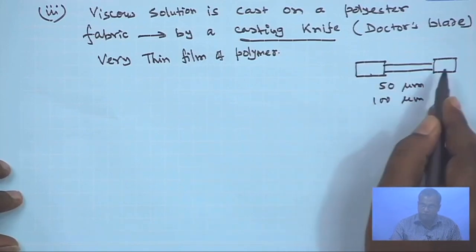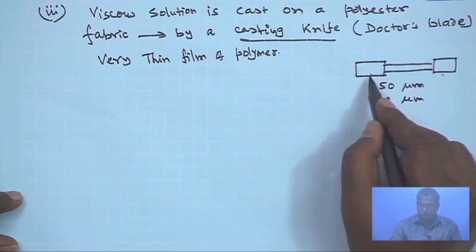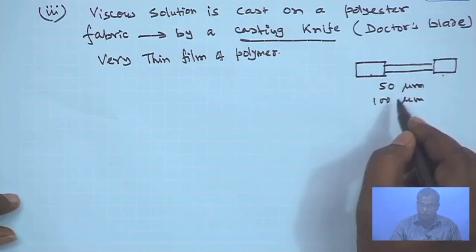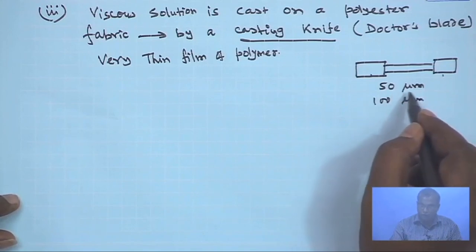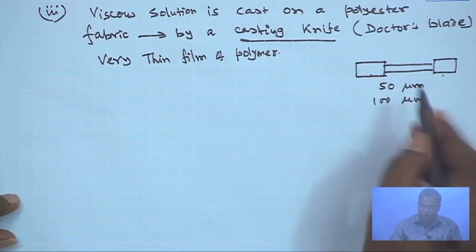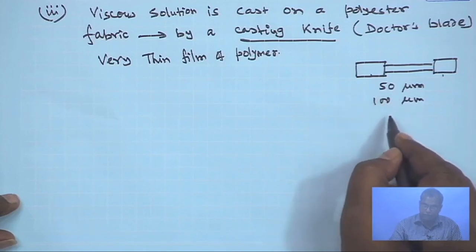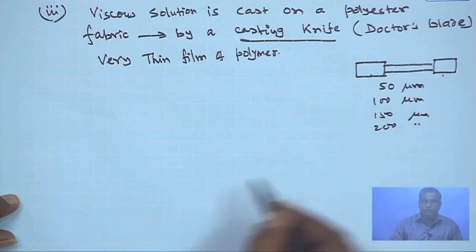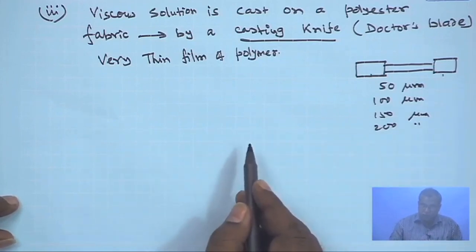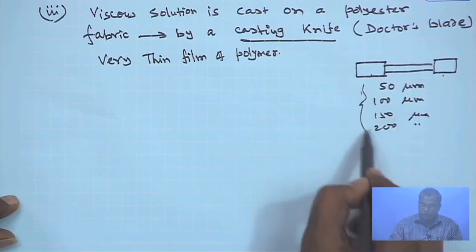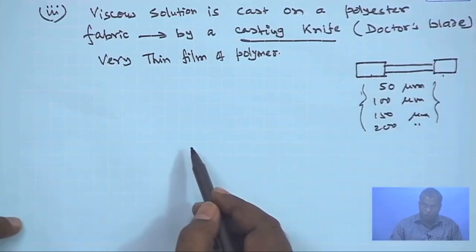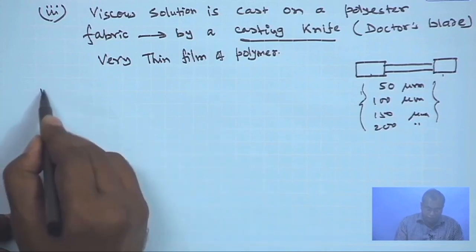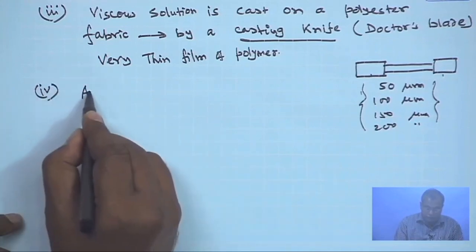Since there are four surfaces of this square or rectangular cross section at the end, one can realize at least four thicknesses of the casting film, let us say 50, 100, 150 and 200 micron in the same doctor's blade. So, using the same doctor's blade, one can realize four thicknesses of polymer on the polyester fabric. Then an evaporation time is given.